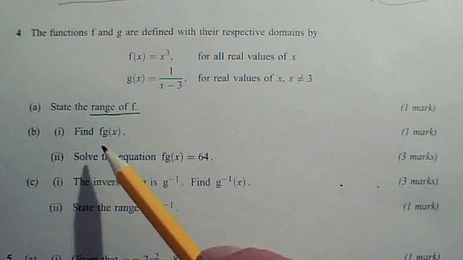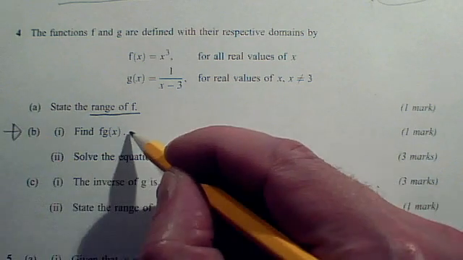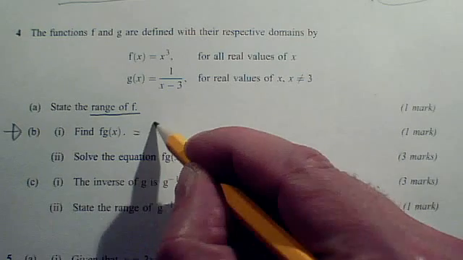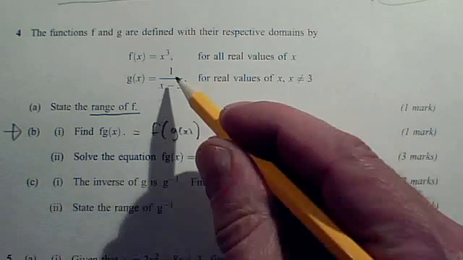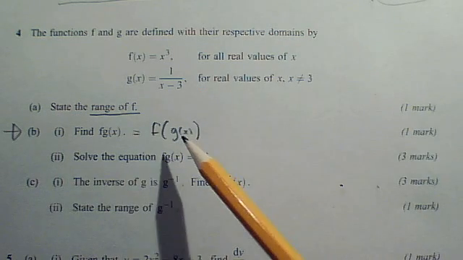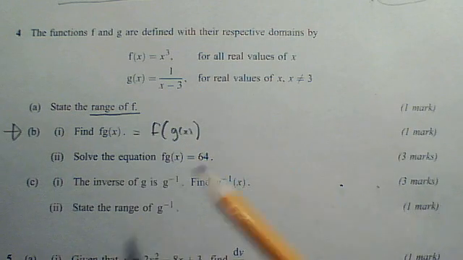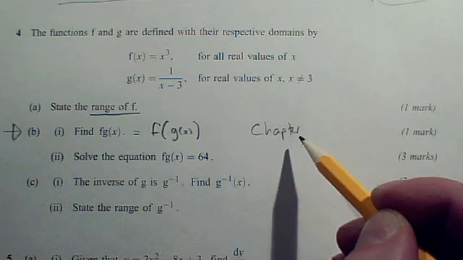Then in part B, we've got to get fg of x. This is a re-entry point. You don't have to have done part A. fg of x means f brackets g of x. So that's your starting point. You insert your g of x into those brackets, and then you consider what that looks like after it's had f of x done on top. This is in your notes in chapter 3.